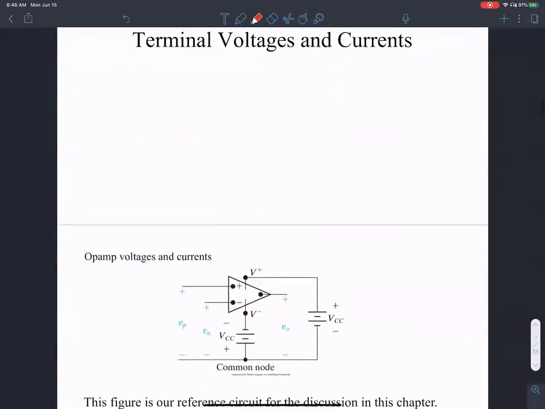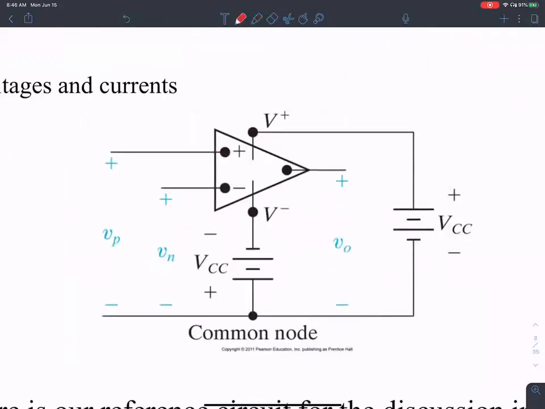So, terminal voltages and currents. It's not a big deal if you take the time to think about and analyze this circuit. It really is a very interesting circuit. We apply a positive voltage. This is the symbol for a battery, a constant voltage source. There is a negative VCC, similar to a voltage source with the negative-positive polarity shown here.